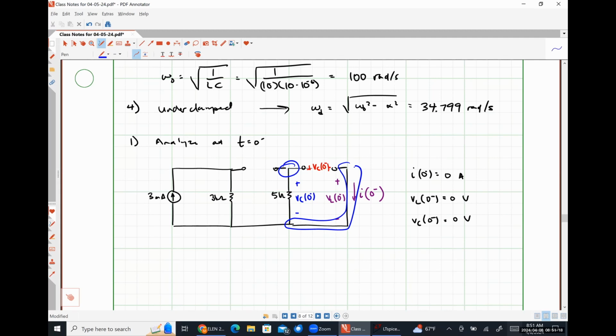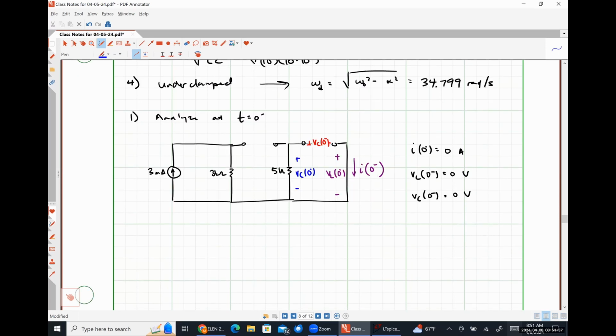and so therefore there cannot be a voltage drop across the capacitor either. Another way to justify it would be the capacitor isn't connected to any independent sources, so it shouldn't have any charge on it effectively. But either way we look at it, VC of 0 is 0. Okay, so I'm on board with that.